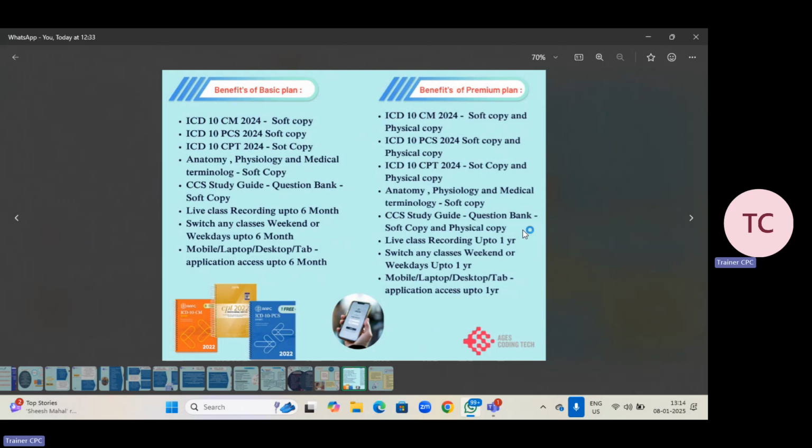And coming to the next advantage, you will have access to our app materials for six months in case of the basic plan, or for one year in case of the premium plan. So let me explain about this mobile app and desktop site. All the study materials we will be uploading in that app. We have already uploaded all the mock papers, practice question papers, and practice case studies. So everything we have uploaded in the app.